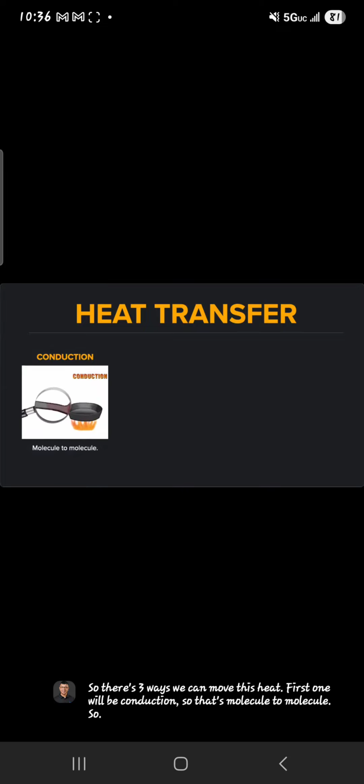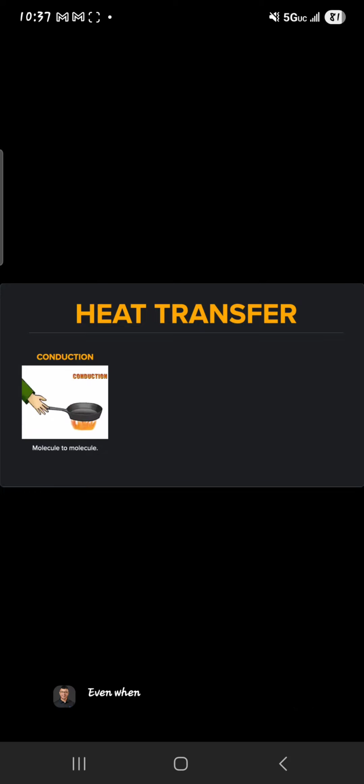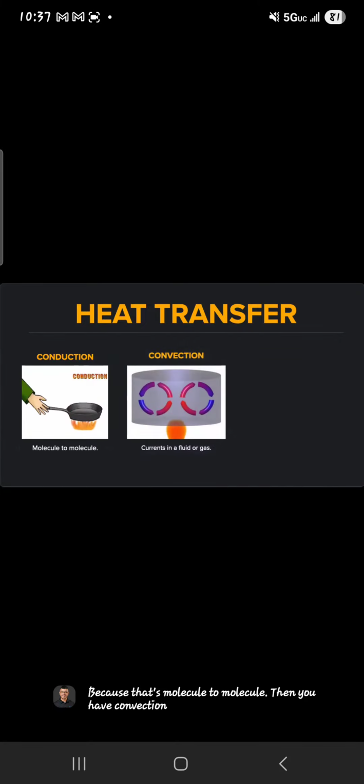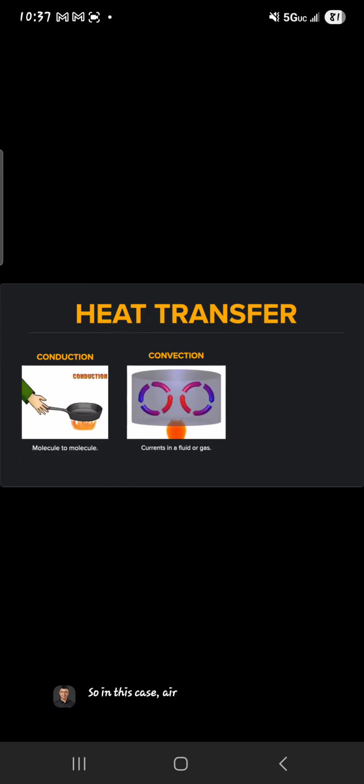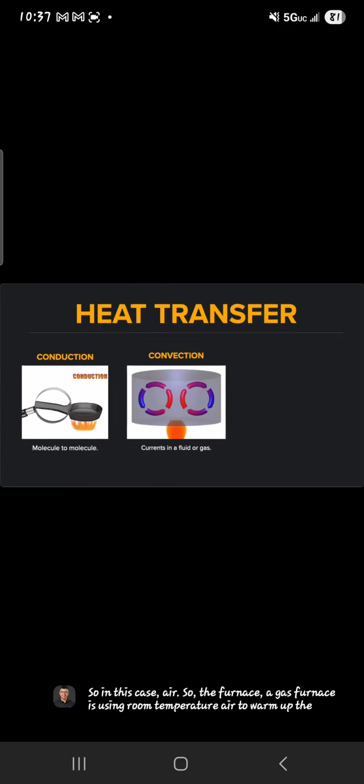So a cast iron pan on an open flame is a perfect example. Even when you put your hand on it, that's another example of conduction because that's molecule to molecule. Then you have convection. Convection is using mediums to transfer heat, in this case, air. So a gas furnace is using room temperature air to warm up the house.